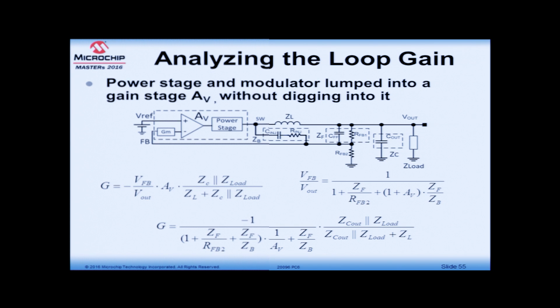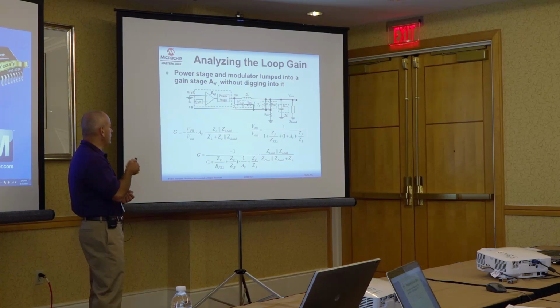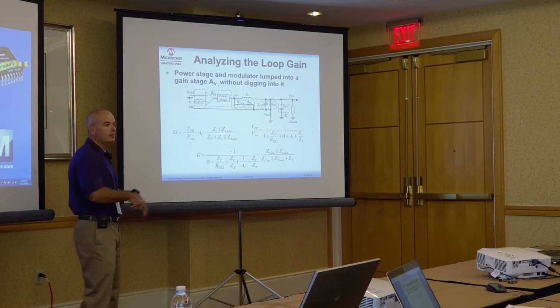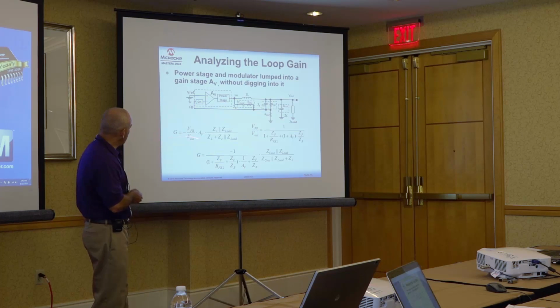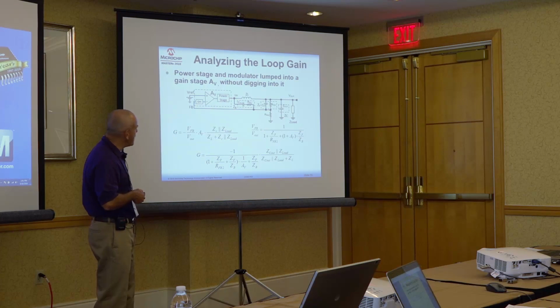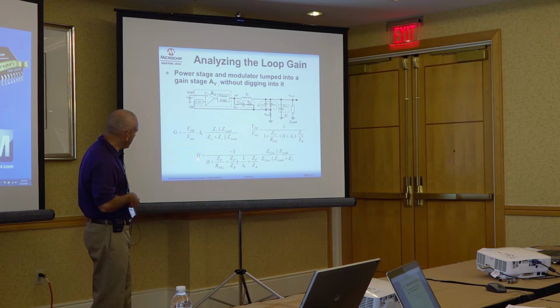We start looking at our stage with the ripple injection network, and we derive all the expressions without digging into this block, which combines the power stage plus the control. Power stage and modulator are lumped into a single block, and we don't want to deal with it. We don't want to analyze it. We go through the analytic expression of the loop gain, and keep in mind where this AV term is.